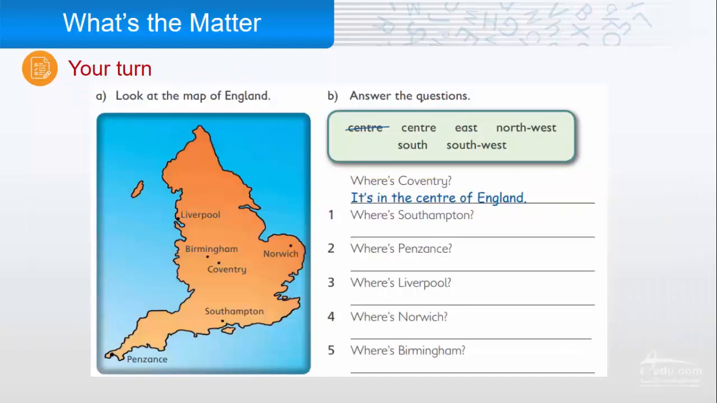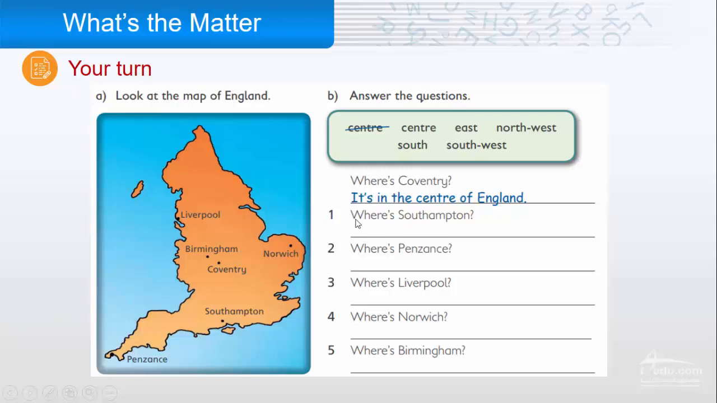Okay, now it's your turn. This is a map of England. Here we have cities in England. Answer the questions using center again, east, northwest, south, southwest. Example, where's Coventry? This is Coventry. The answer, it's in the center of England.